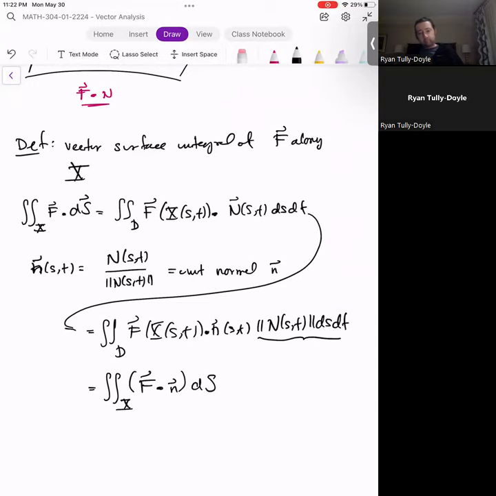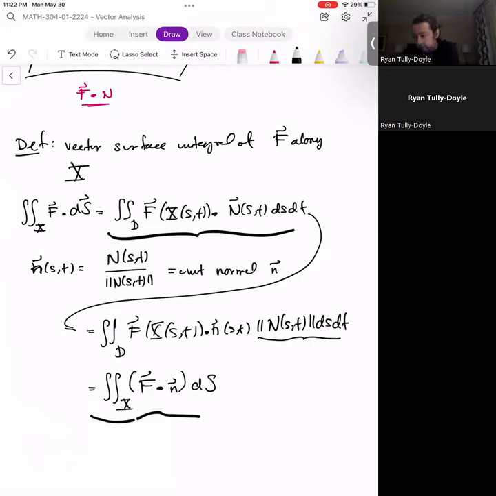ds. And this is sort of the nicest version of this, because from our definition here, this is sort of our computational formula. And this really emphasizes the geometry of the situation, which is that we don't actually care about the particular domain or parameterization that gets used. It's just the surface that we care about.